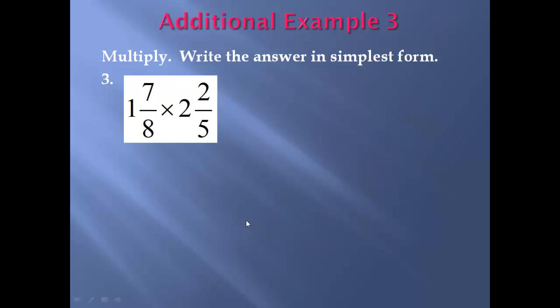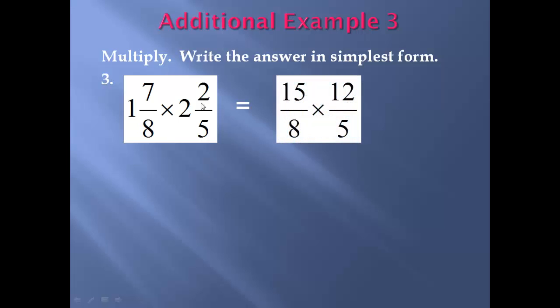Now we have our additional example. You can pause the video and try it on your own, or you can follow along. We're going to multiply. We want to write our answer in simplest form. We have 1 7/8 times 2 2/5. Our first step is to convert both of these into improper fractions. For the first one, we have 8 times 1, which is 8, plus 7, which is 15, so we have 15/8. And for the second one, we have 5 times 2, which is 10, plus 2 is 12, or 12/5. So we have 15/8 times 12/5.